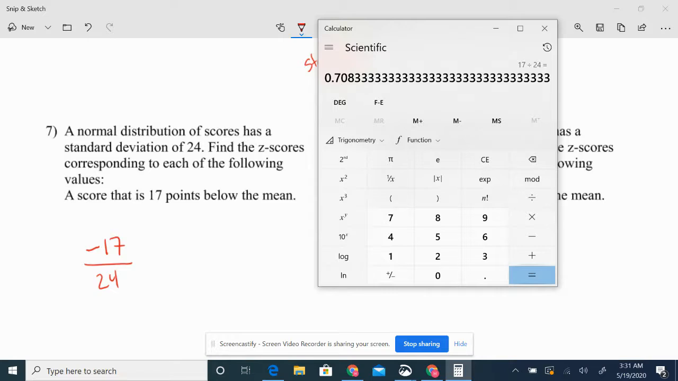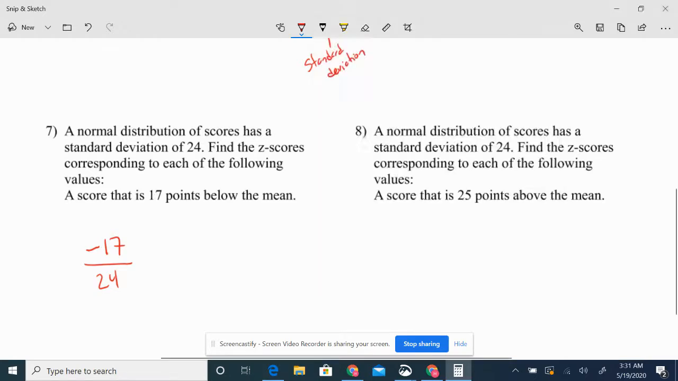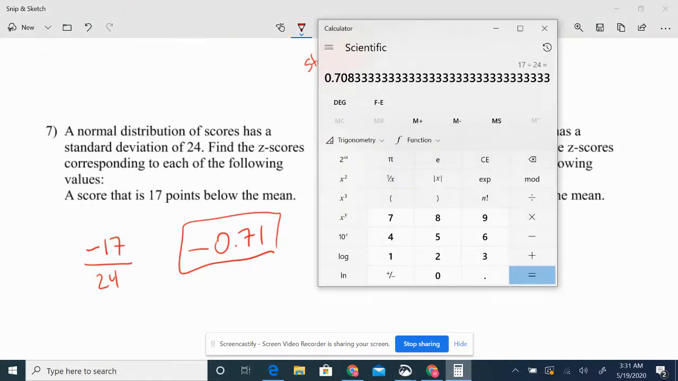So in my case, it looks like 0.71. Remember, I'm going to round to 2 decimal places. So negative 0.71. Remember, I went to 2 decimal places.